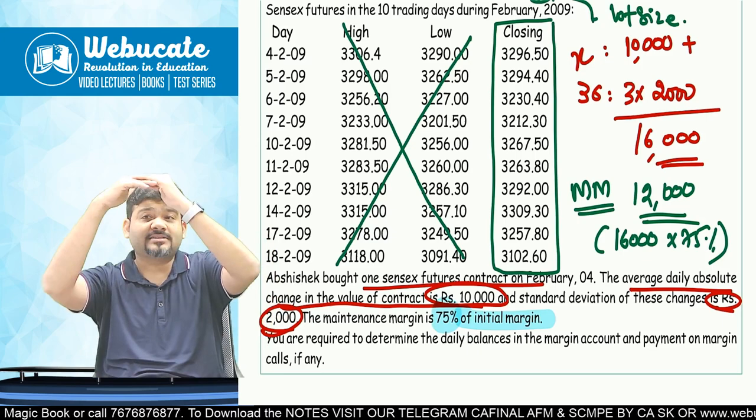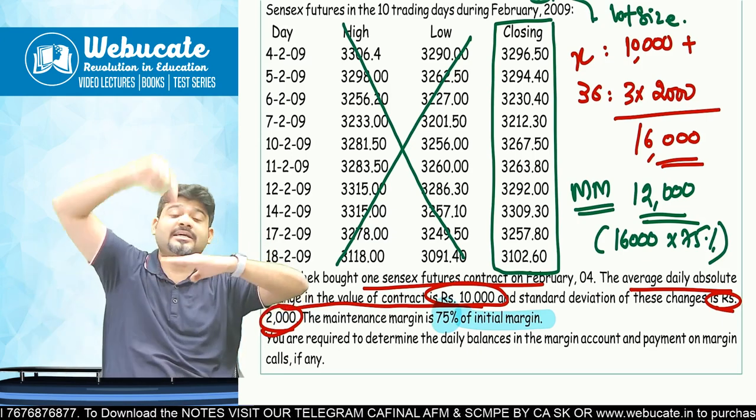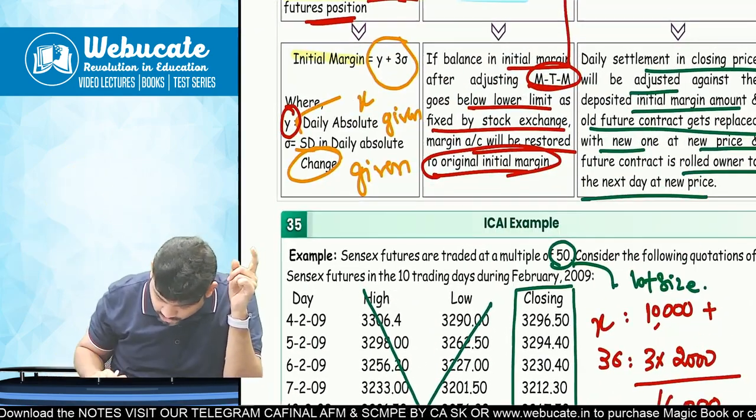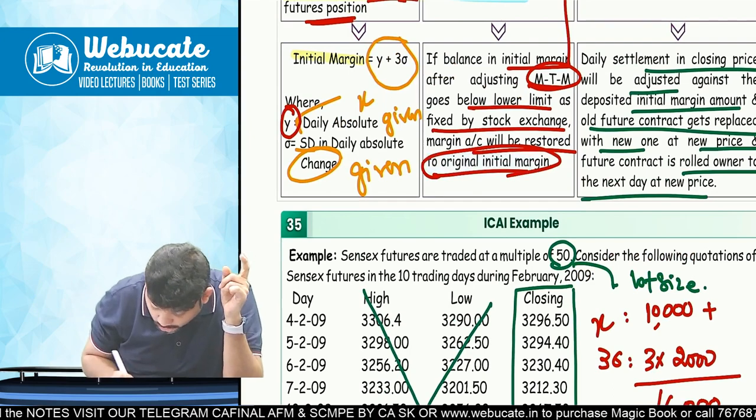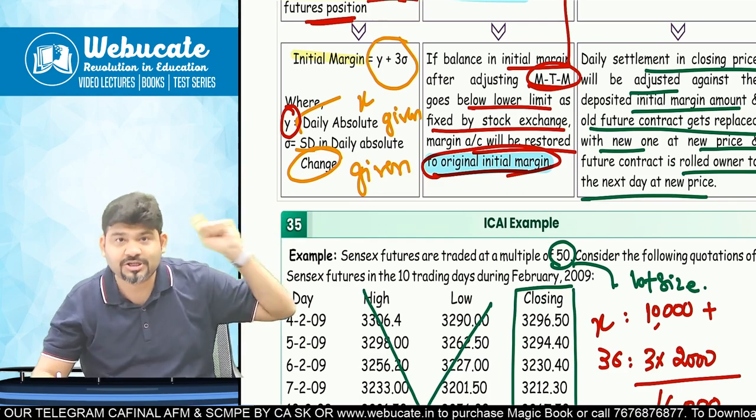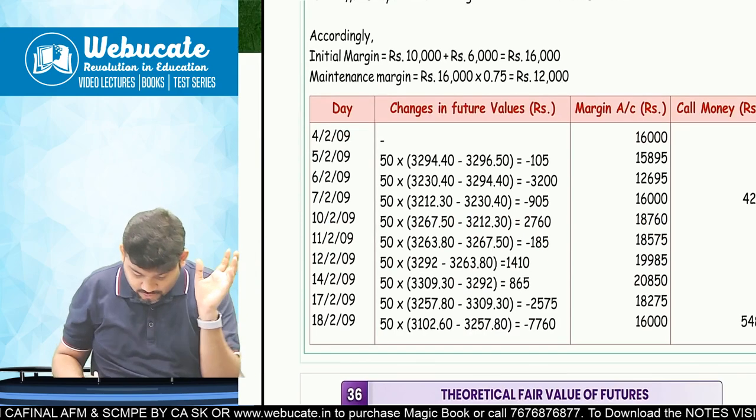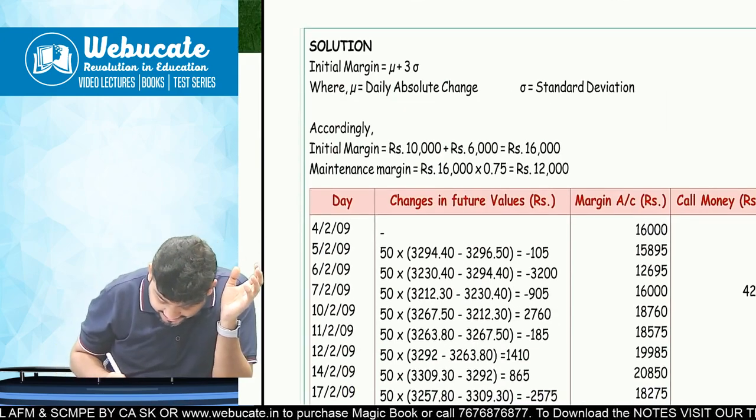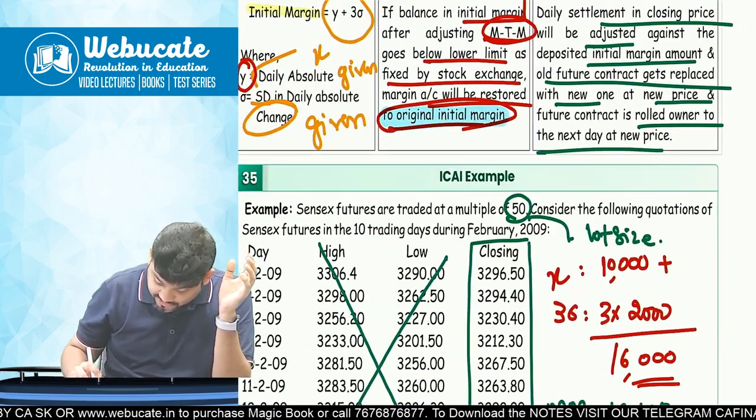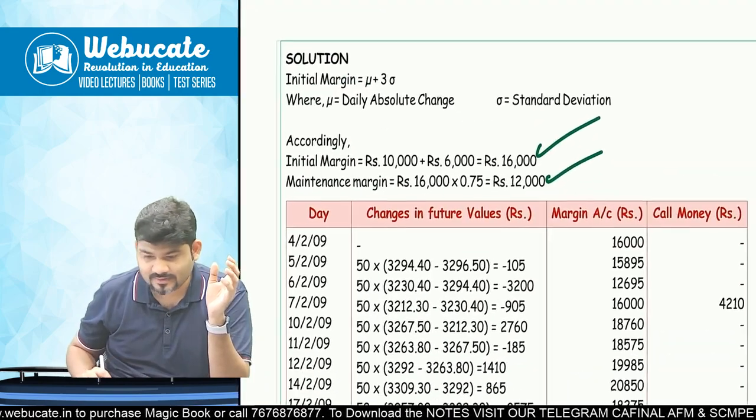So as soon as the MTM goes below 12, you will have to refill it till 16, not till 12, till 16. Remember that. You have to restore it till the original initial margin. Got it? Now let's try to calculate it. We have already calculated the initial margin, 16,000, and the maintenance margin, which is 12,000.